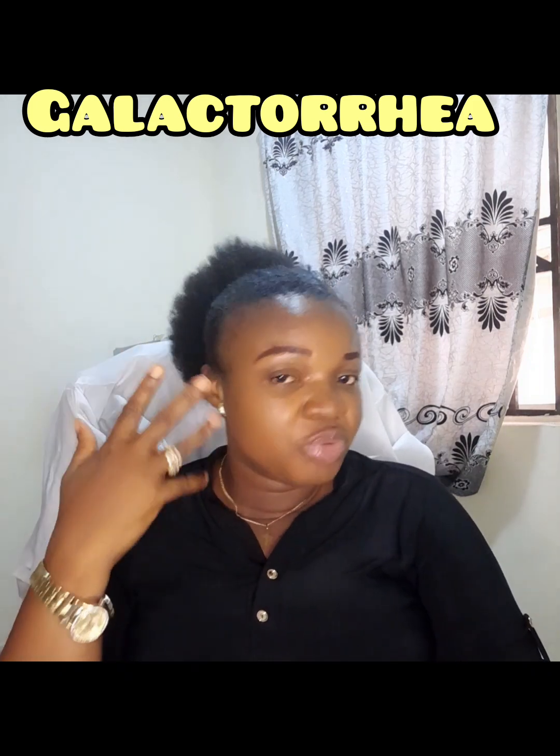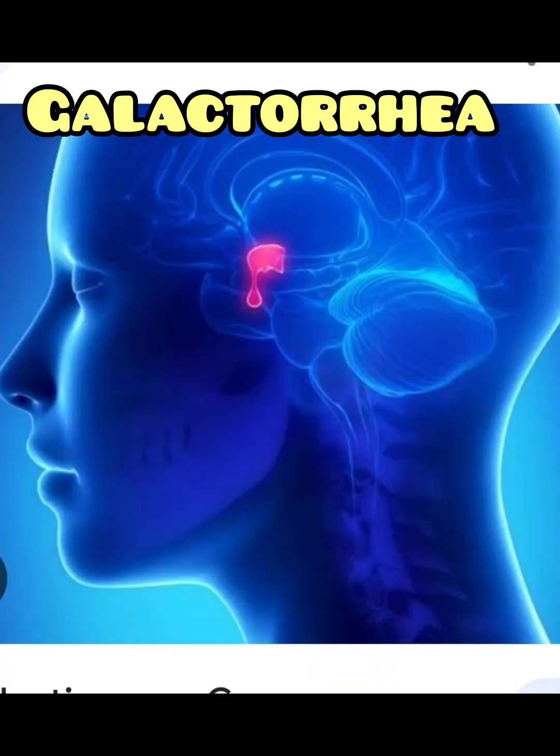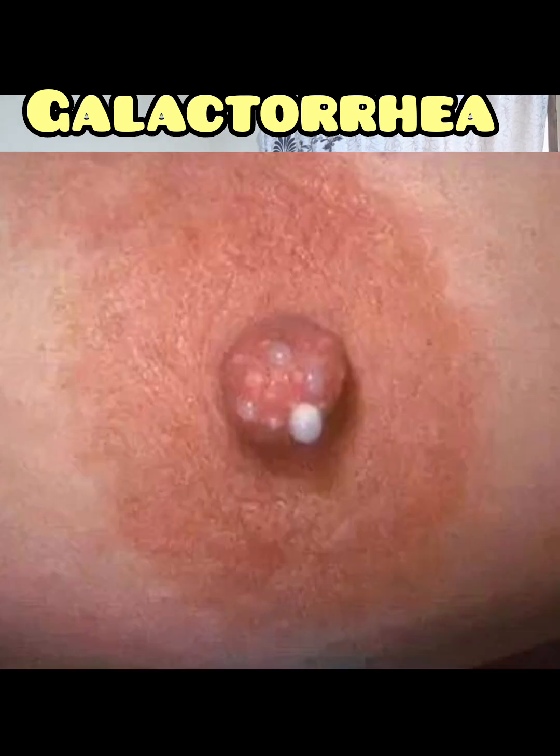Presence of prolactinoma. Prolactinomas are tumors in the brain. They may be micro, small, or macro, big, in the brain, and when they are occupying that place, they will be releasing prolactin. We'll call it prolactinomas, and the person will have increased prolactin level in the blood, and this will show by breast milk discharge.